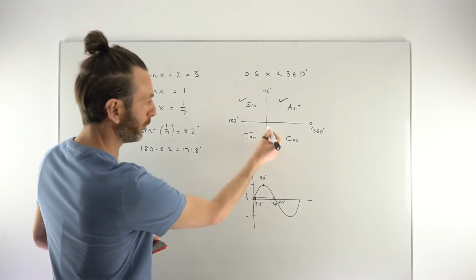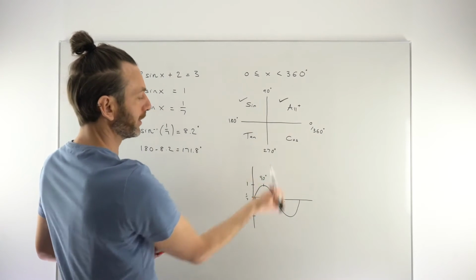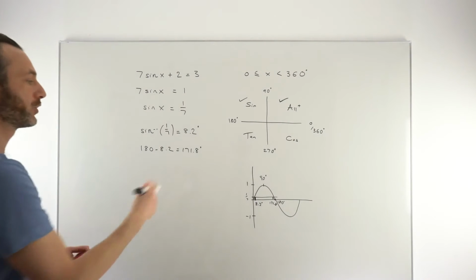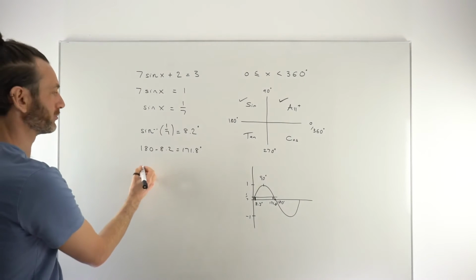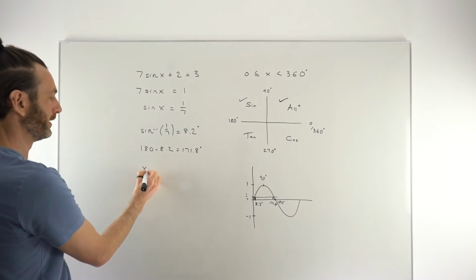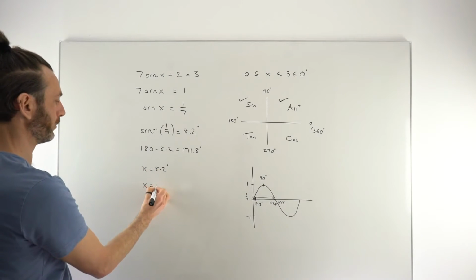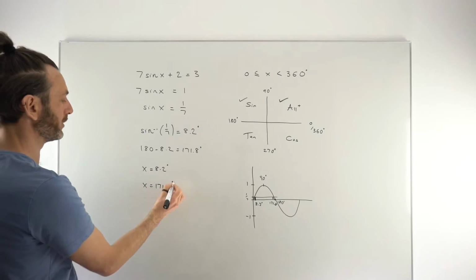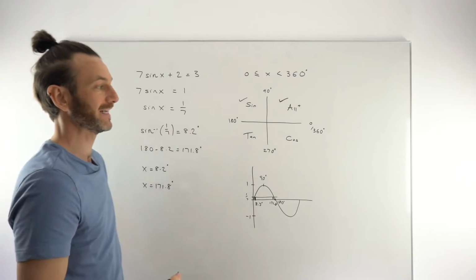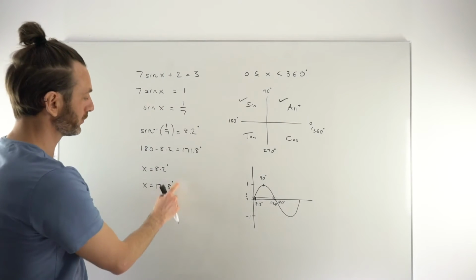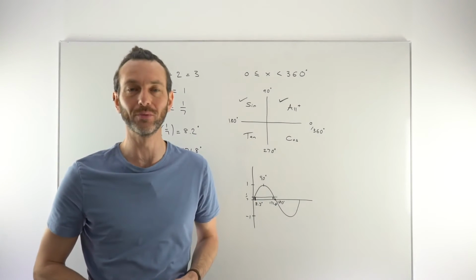So you don't need both of these. This is the standard method, but in a way, like I say, the graph is more accurate, but they're kind of saying the same thing. Just make sure you assign your final answers to x for these questions. So x equals 8.2 degrees, and x equals 171.8 degrees. You won't get the marks if you don't assign it to x, because it is x we're trying to solve the equation for. So those are the two solutions for this trigonometric equation.